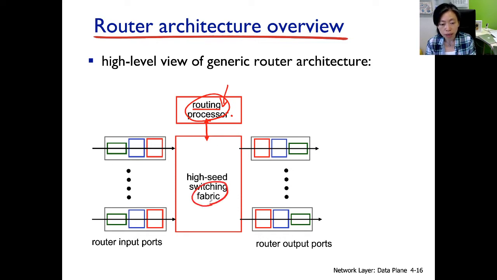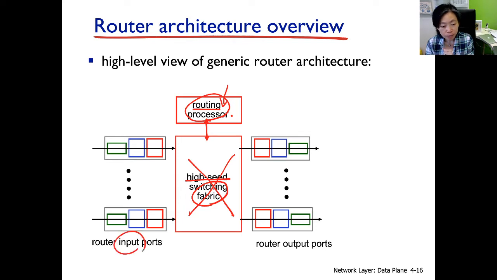Second most important entity, the switching fabric. Well, people will argue this is probably the most important entity because this is the part of the router that is doing the actual switching, the actual moving of the packets. And we know that the packet needs to be moved very, very fast. So these switching fabrics definitely need to be high speed.